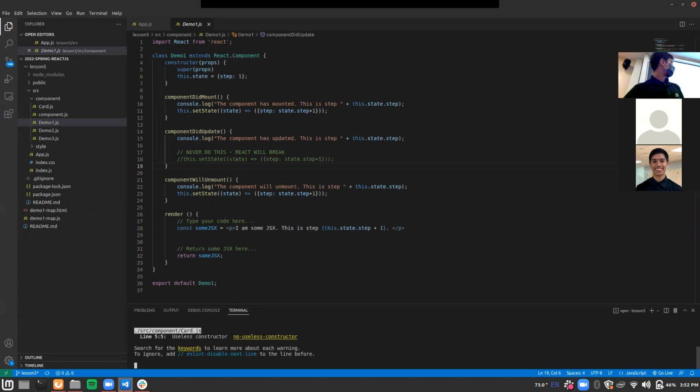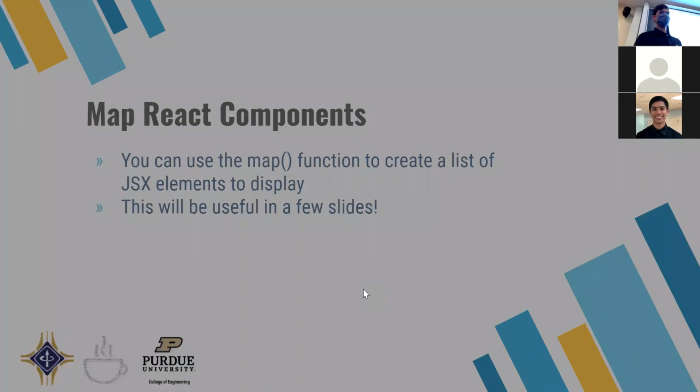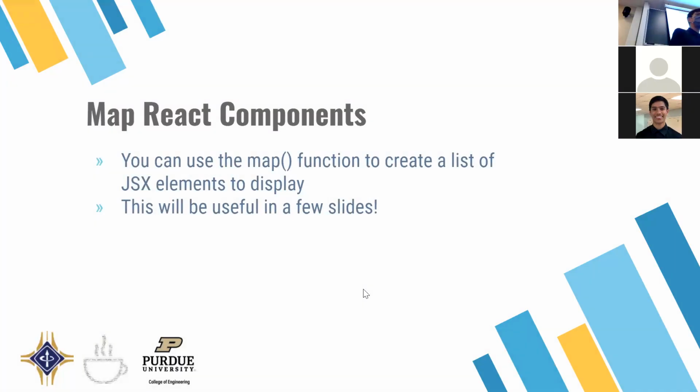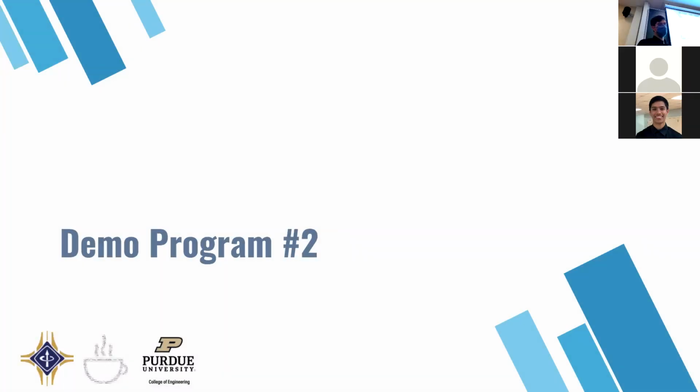Cool. Let's hop back into this. All right. Like I mentioned, you can also just use map to map arbitrary data into a JSX element for display, which would be extremely useful for API data. All right. Forget about that.